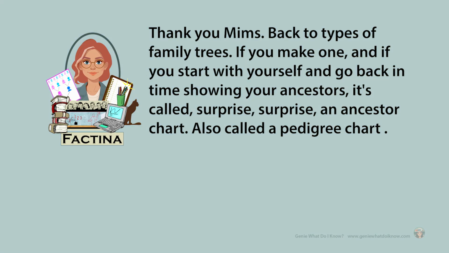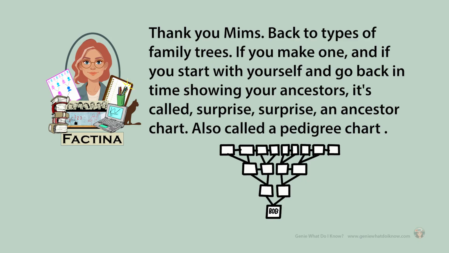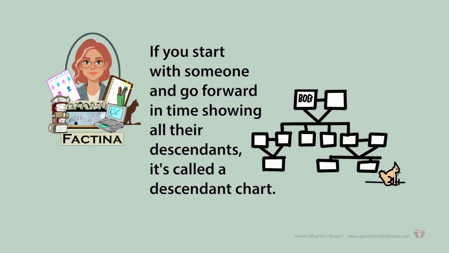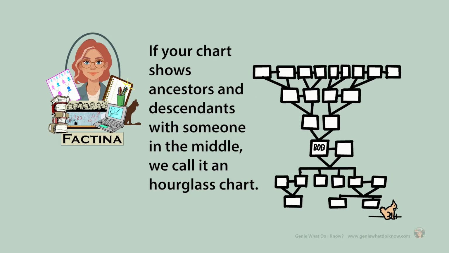Thank you, Memes. Back to types of family trees. If you make one, and if you start with yourself and go back in time showing your ancestors, it's called, surprise, surprise, an ancestor chart, also called a pedigree chart. If you start with someone and go forward in time showing all their descendants, it's called a descendant chart. If your chart shows ancestors and descendants with someone in the middle, we call it an hourglass chart.